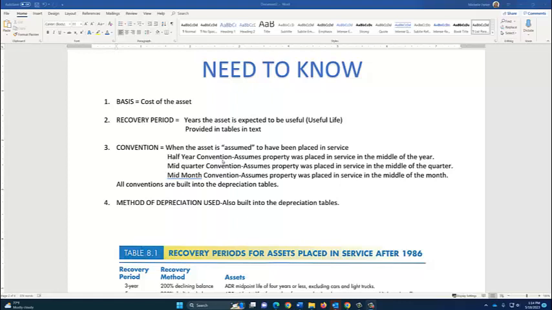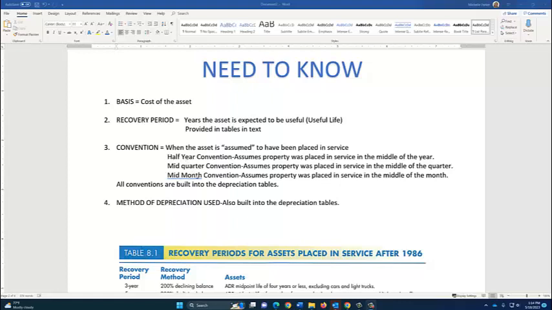The mid-quarter convention assumes that an item was placed in service in the middle of a quarter. Taxpayers have to use the mid-quarter convention when they place more than 40% of their personal property in service during the last 3 months of the tax year. So we won't use the mid-quarter convention tables very much. We'll mostly use the half-year convention tables.